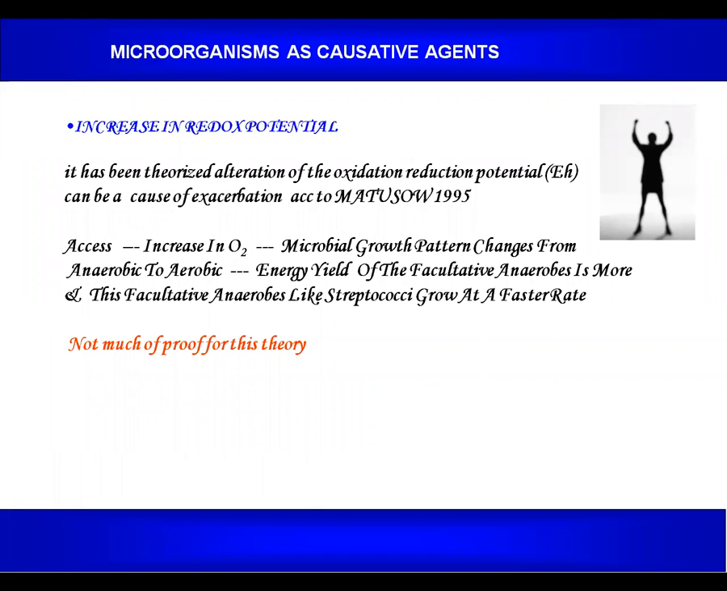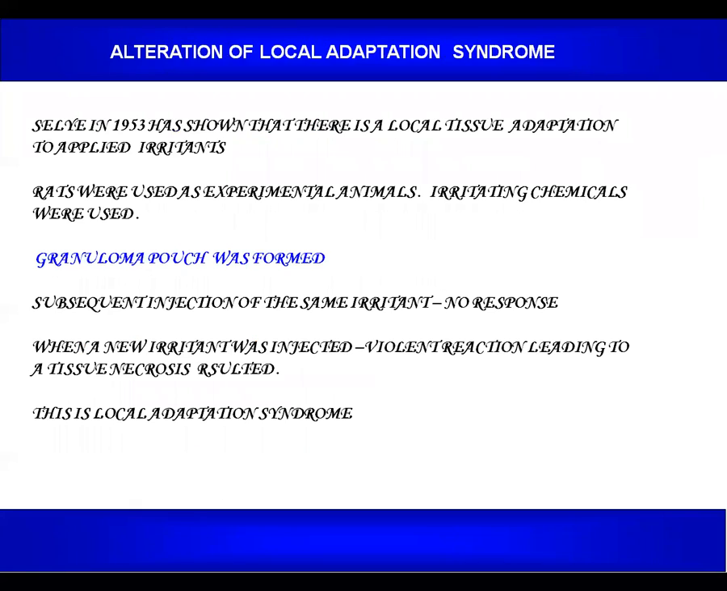Mechanisms as positive agents that increase in redox potential. It has been theorized that alteration of the oxidation reduction potential can cause exacerbation, according to Mathus. Access, that is increase in O2, microbial growth pattern changes from aerobic to anaerobic to aerobic when the oxygen comes in contact with the remaining microorganisms.